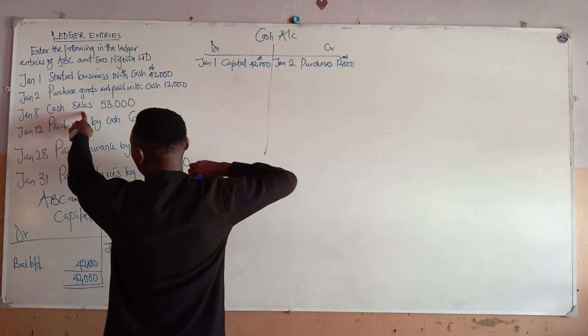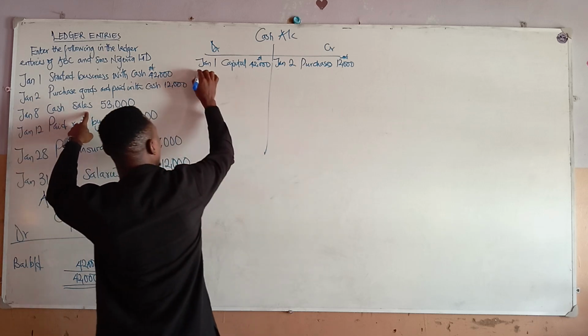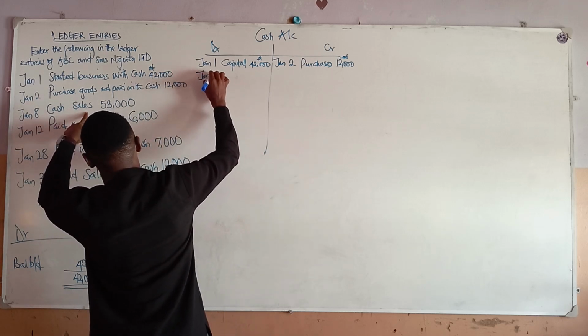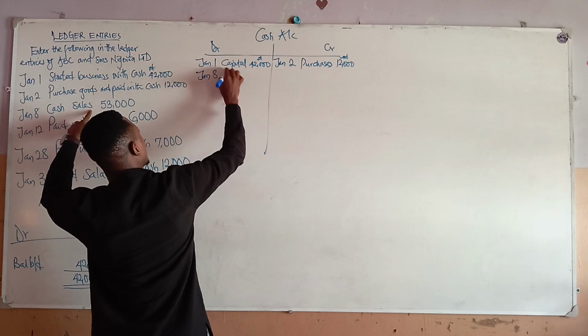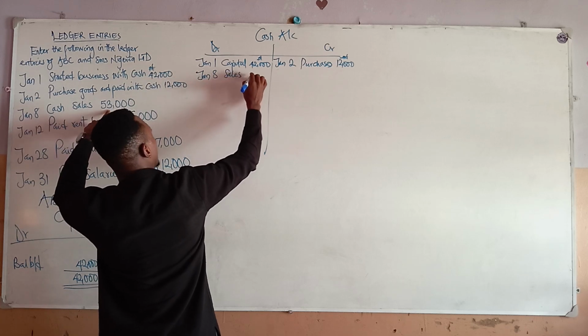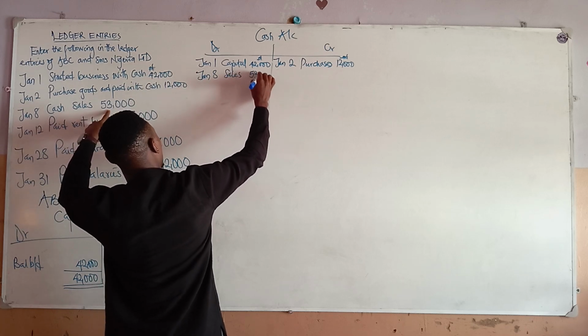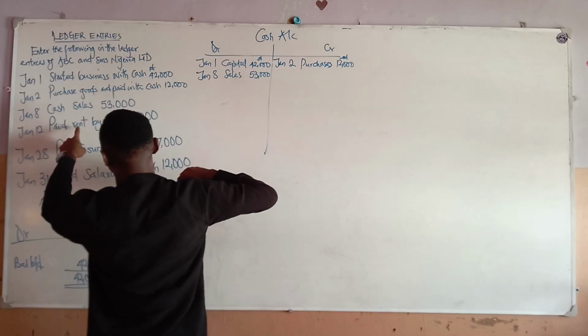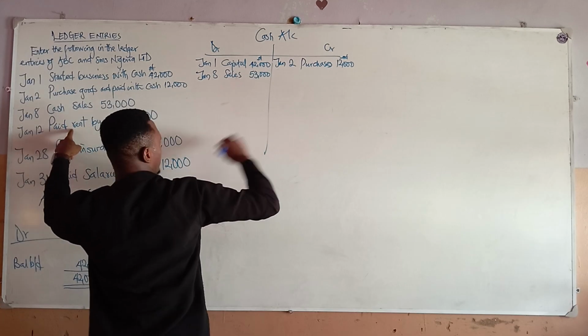January 8th, cash sales. Now sales is income, so I'll go to my debit side. January 8th, the particulars will be sales, and then you receive a cash of 53,000. Then we have paid rent by cash, paid expenses.